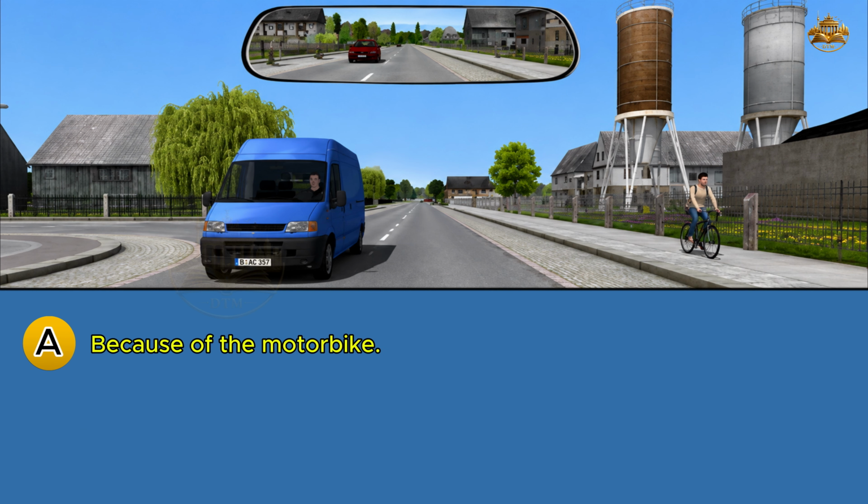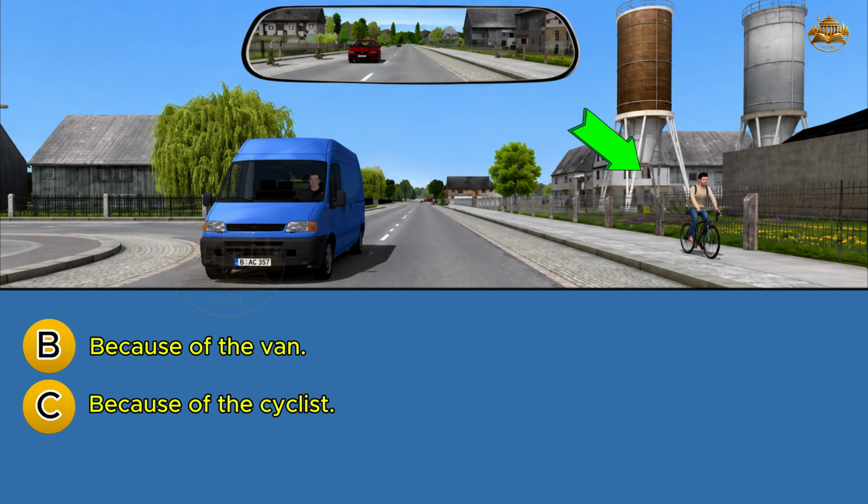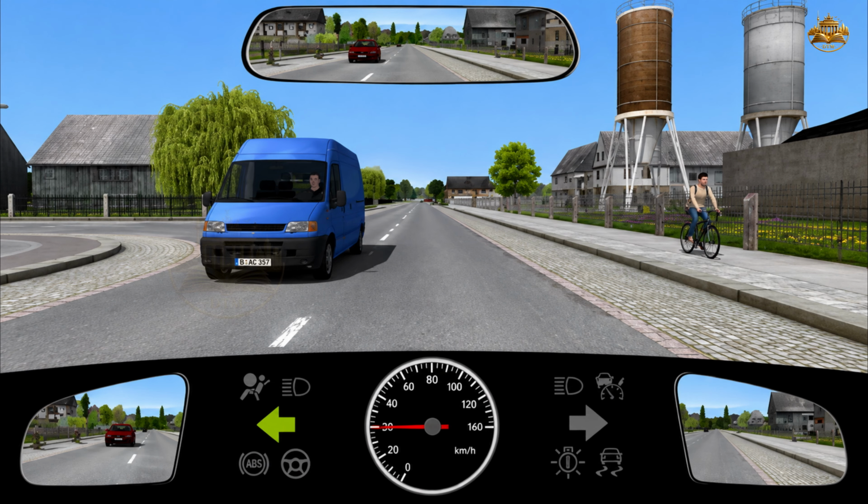Why? Answer A is correct because the motorbike is emerging from the left side behind the blue van. It may enter our path, creating a potential danger. Therefore, we must brake and be prepared for the motorbike. Answer B is incorrect because the blue van is not the immediate reason for braking. Answer C is incorrect because the cyclist is not interfering with our path. Remember, always watch carefully for vehicles emerging from side roads or hidden behind other vehicles. If a vehicle could enter your path, reduce your speed and be ready to brake.